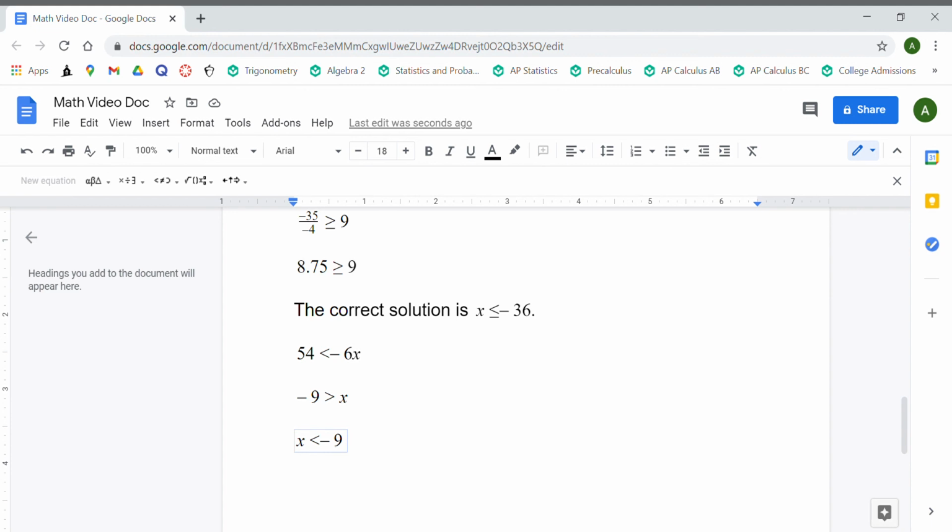So really, if your variable is on the right side, that is literally the only time where you don't flip the symbols. You just have to make sure that your variable is on the left side in order for that to work. Alright? And now for the final graph of the day. We're going to put an open circle at negative 9. What is the symbol again? Less than. So we shade to the left.